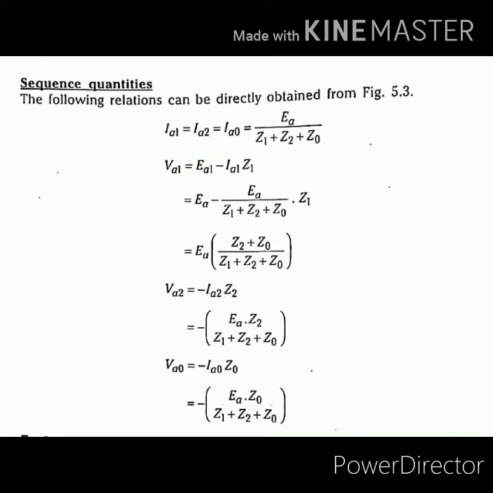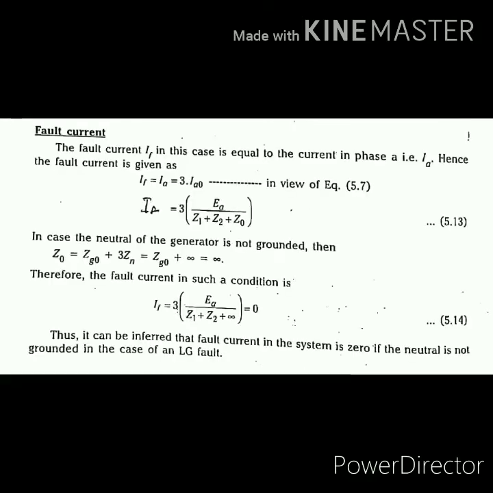We have seen in the star equation, when we substitute, we get equation 5.10. Similarly, VA2 and VA0 you have to get. And this is very important: fault current calculation. If you see the figure, you will come to know that fault current IF is nothing but the current in phase A, that is IA. So IF is equal to IA, right?